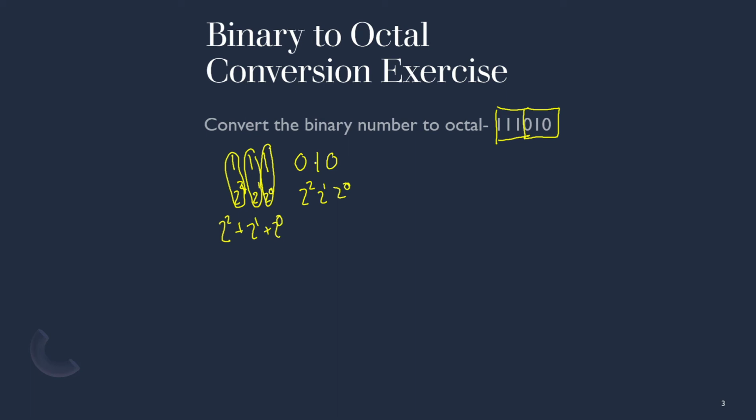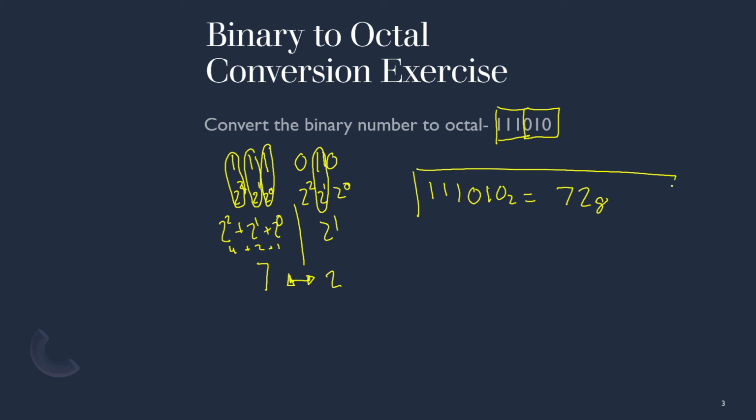But on this right side, these right 3 digits, what we have is 2 to the 1. And remember, these are separated. So we have 7 over here, because 4 plus 2 plus 1. And then we have 2 over here. So in binary form it's 1, 1, 1, 0, 1, 0, but in octal form, it's 72. We join up these numbers.